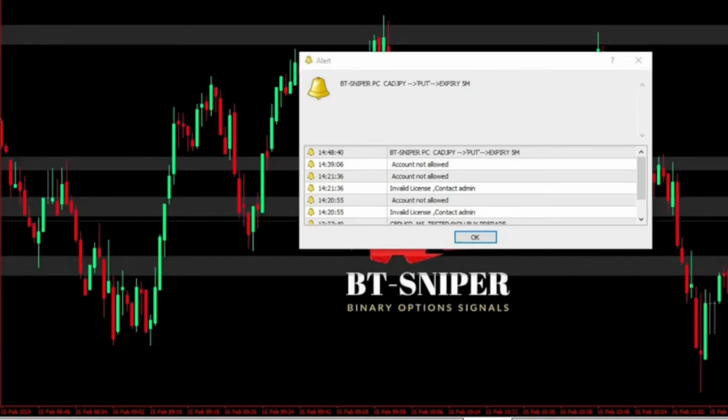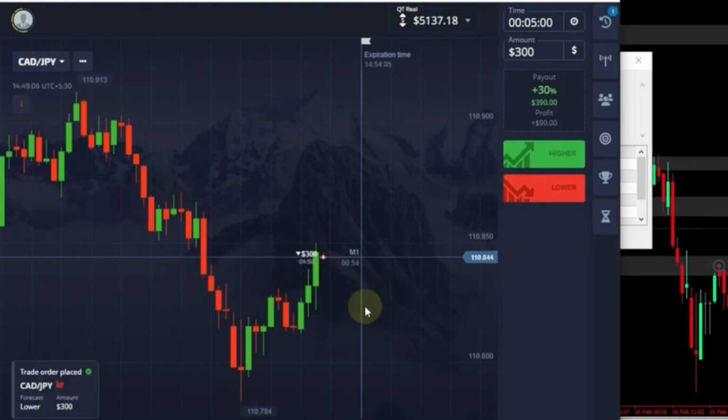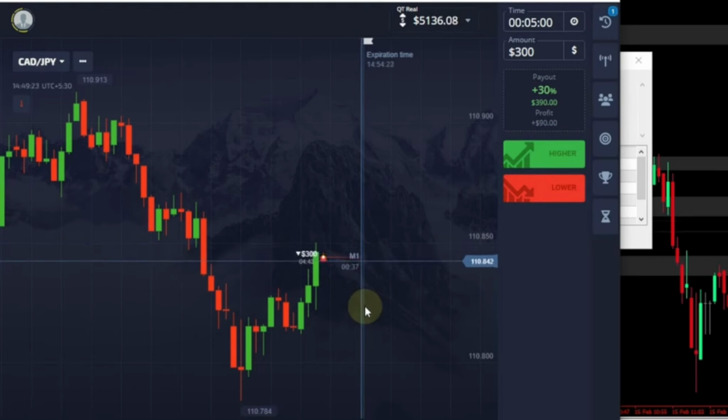Let me introduce you to this 5-minute binary options strategy on the MetaTrader 4 platform which gives signals. The strategy is based on technical analysis using support and resistance to give 5-minute signals for binary options trading on any platform like Pocket Option, Quotex, IQ Option, you know the rest.